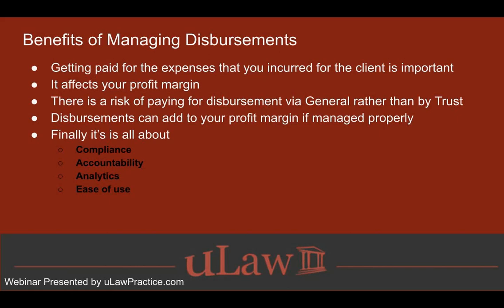Finally, why are we managing disbursements? Why does it all have to happen in the first place? We all know it's about compliance and accountability. What is it that we are being answerable to? Law Society, your own accountants, your bookkeepers, your auditors. It's very important that you keep track of these expenditures or disbursements that happen from your trust or general respectively.